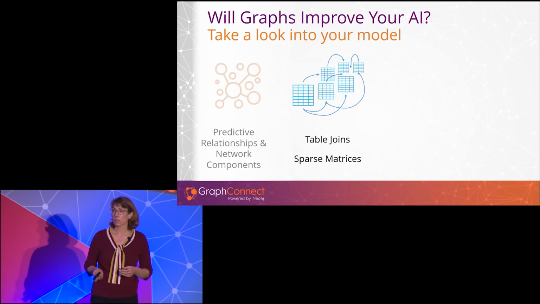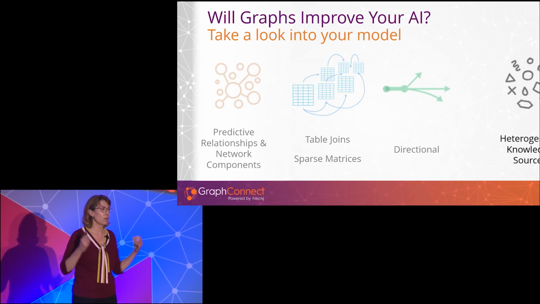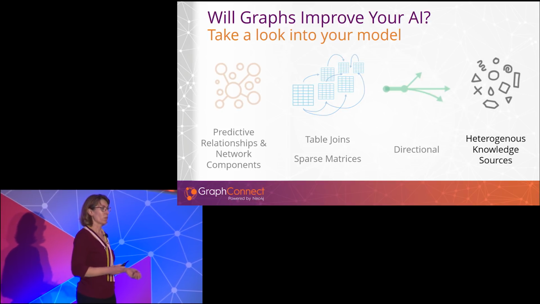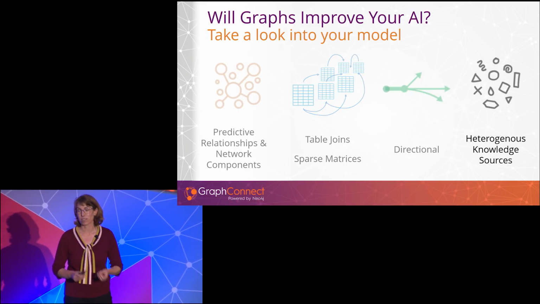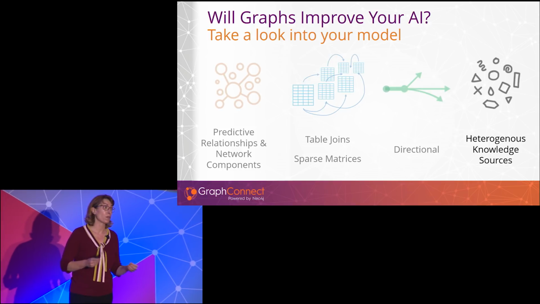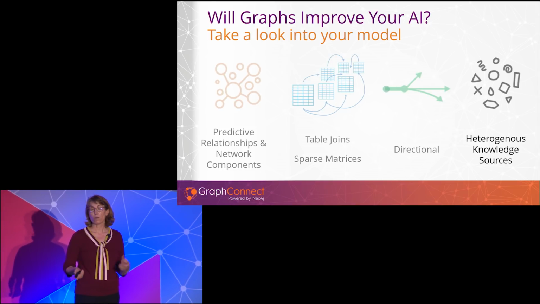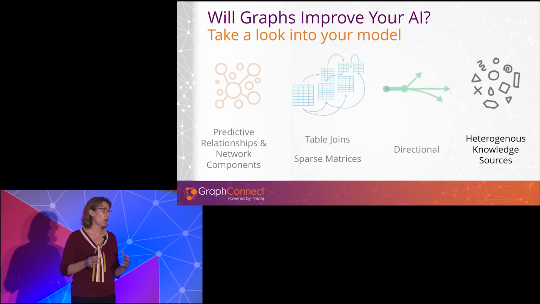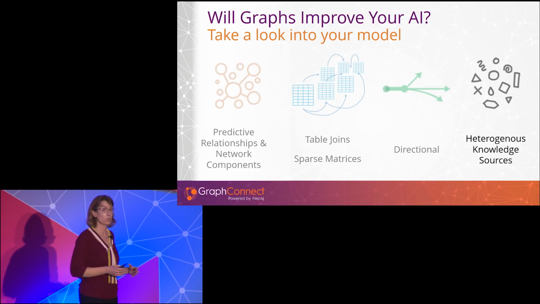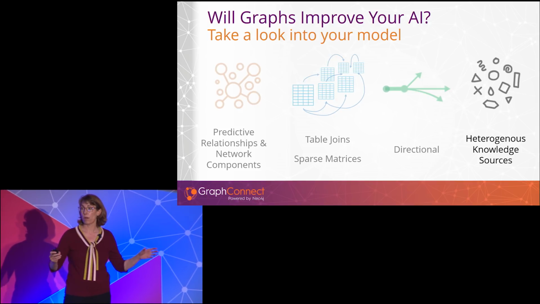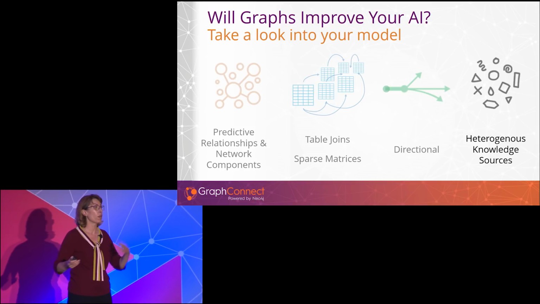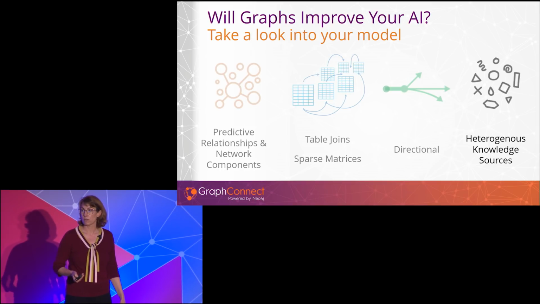Also directional, we talked a little bit about that. That is such a classic graph application, understanding paths and understanding direction and how things spread through a network. And of course, the knowledge sources: if you've got a lot of heterogeneous knowledge sources all over that are hard to integrate, that would be another indication as well.